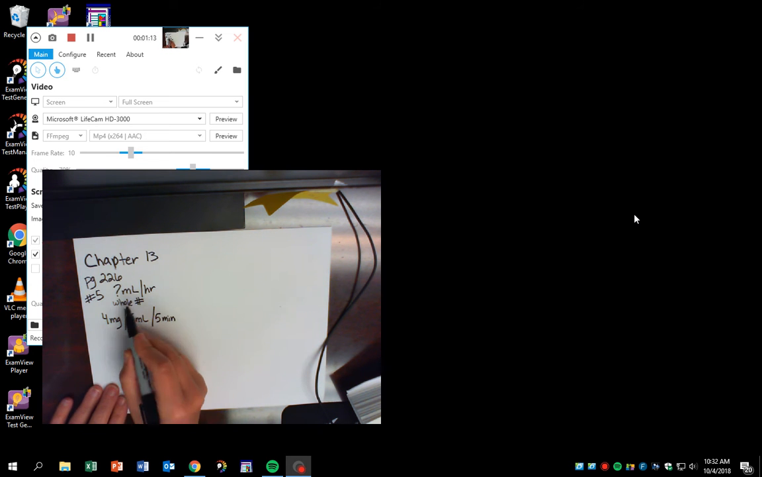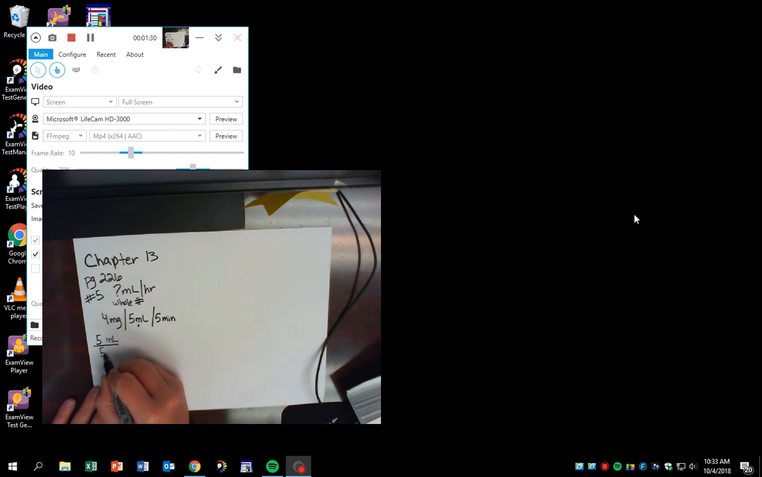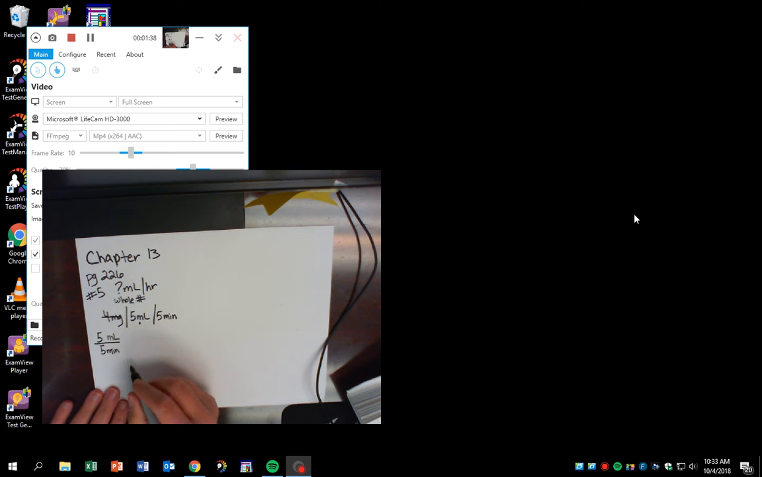So again, solving for milliliters per hour. I'm going to start my problem with milliliters, and of my information, I'm looking for milliliters there. So I have 5 milliliters. And again, since we're dealing with time here, I'm worried about the time. So that makes this information not to be used in this particular problem.